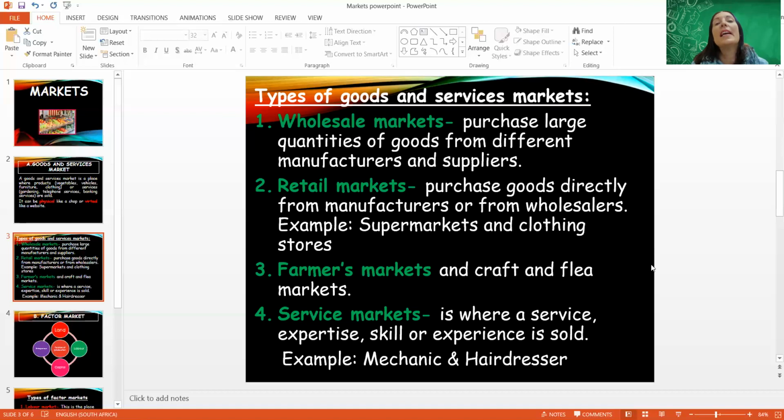Right, let's move on then to the different types of goods and services markets. Lots of you chose that as part of your presentation. We need to know that we have wholesale markets. Now, what is a wholesale market? That is where large quantities of a specific product are bought or sold, and that's typically where retailers will go to wholesalers. Retailers will buy in bulk from the wholesaler and then sell it in smaller quantities to their customers. So that is our wholesale market.